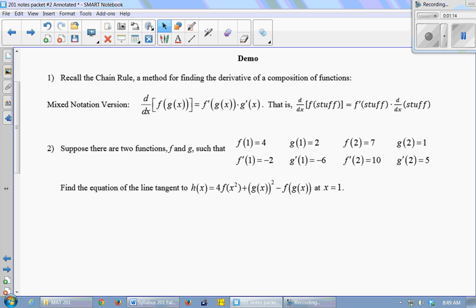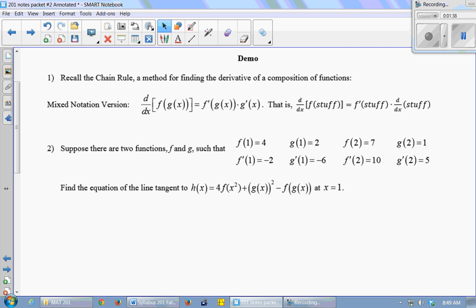So we've got 2 functions here, f and g. I do not have formulas for f and g. I just have a bunch of values for f and g and f prime and g prime. So I want to find the equation of the tangent line to h of x, and h of x is some mishmash of things with f's and g's and squares. The equation of the tangent line at x equals 1.